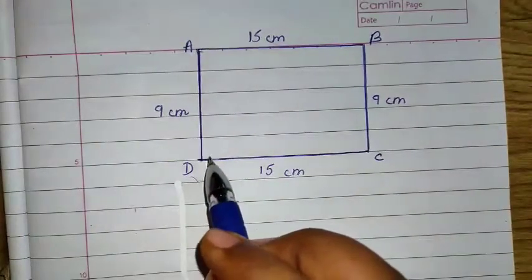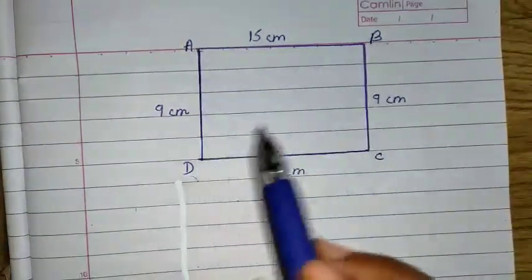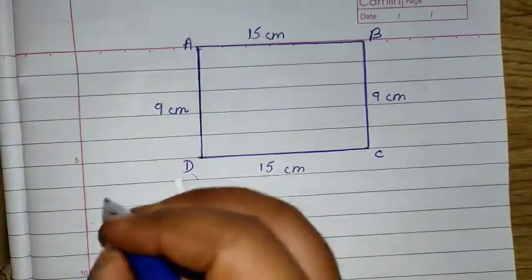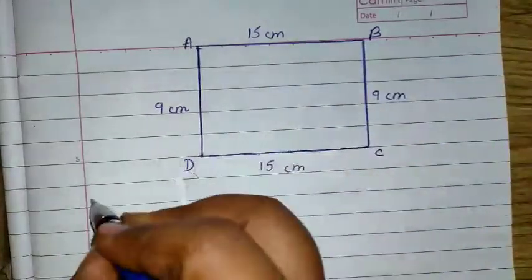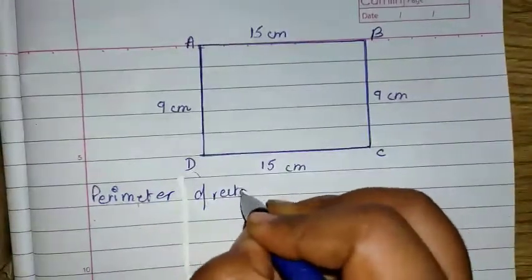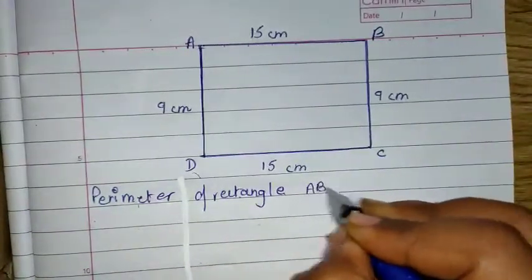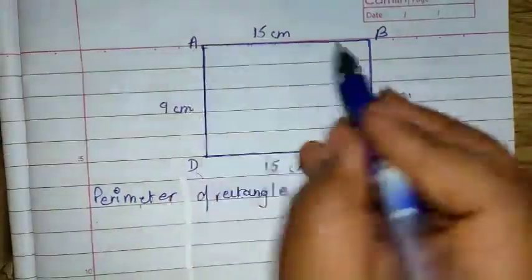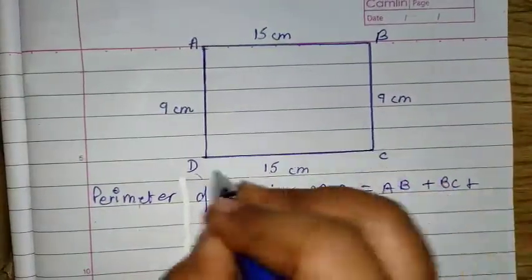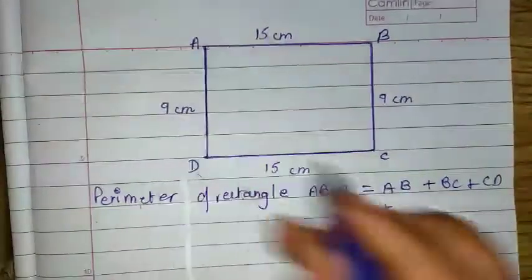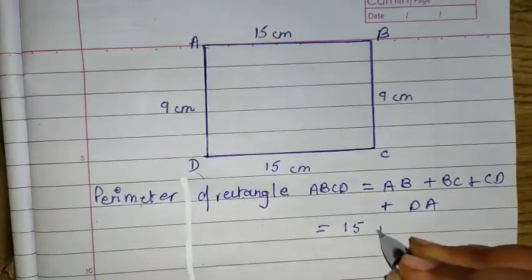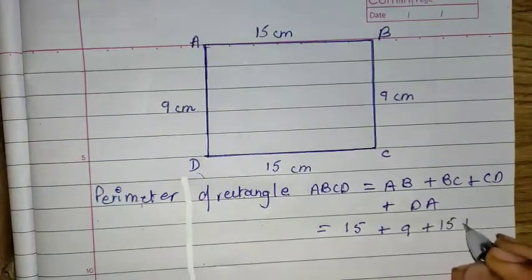So now let's take the following figure, that is ABCD. This is a rectangle. So how would you find the perimeter? Yes, by adding all the sides of this rectangle. So let's write over here: perimeter of rectangle ABCD is equal to length of side AB plus length of side BC plus length of side CD plus length of side DA. After substituting the values, we have 15 plus 9 plus 15 plus 9.